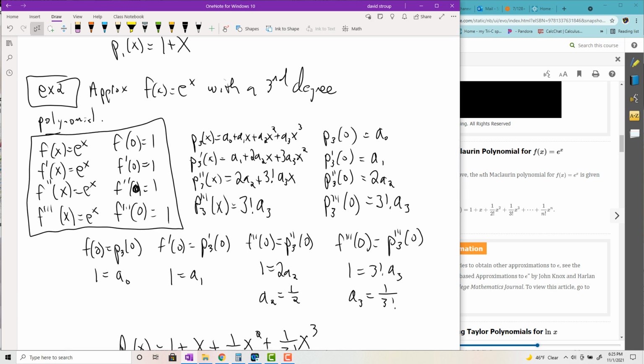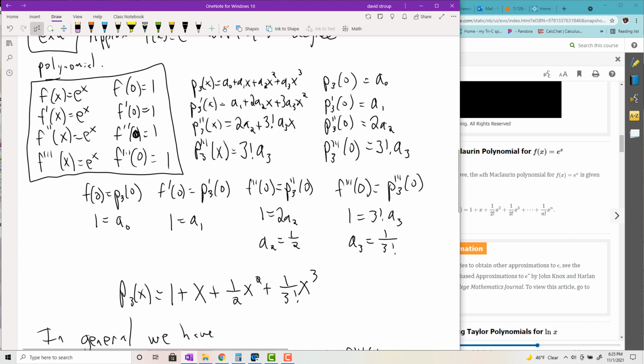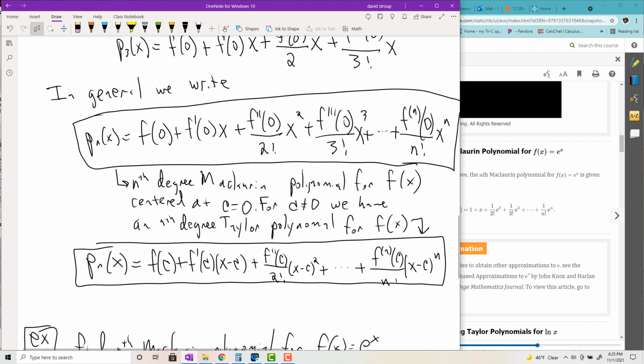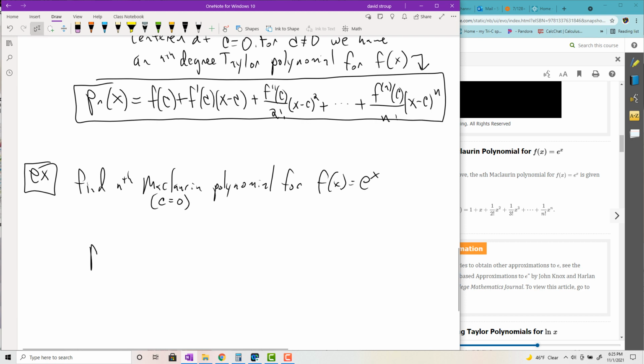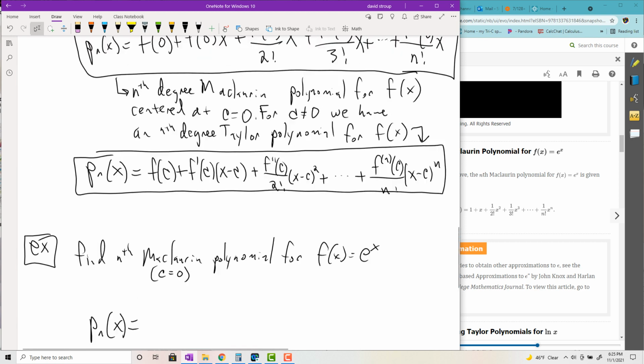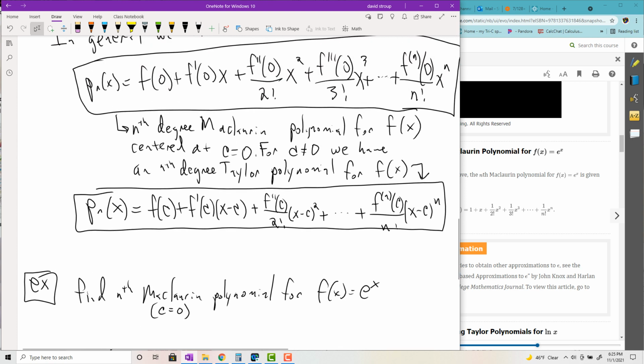Because of the way this is set up, you know what f of 0, f prime of 0, f double prime of 0, and all that is. It's just 1. So your nth degree Taylor or Maclaurin polynomial approximation, in this case for that function, you're just filling in the blanks into this polynomial here, that I just pointed at in red.